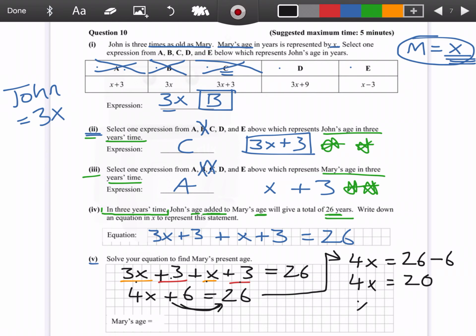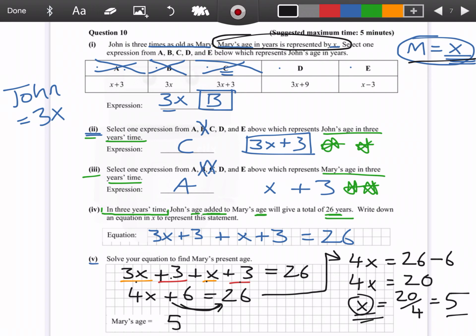And then I can say x is equal to 20 over 4, which is 5. Now, x represents Mary's age. If you recall, Mary's age in years is represented by x. That's what it tells me at the very start of the question. I've now solved what x is, and it's telling me that Mary's age is 5.